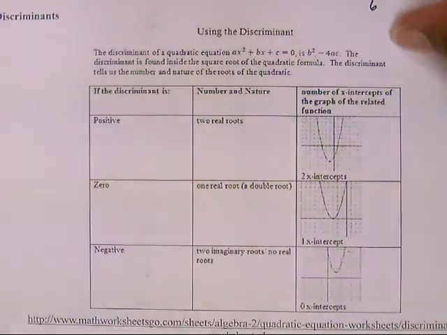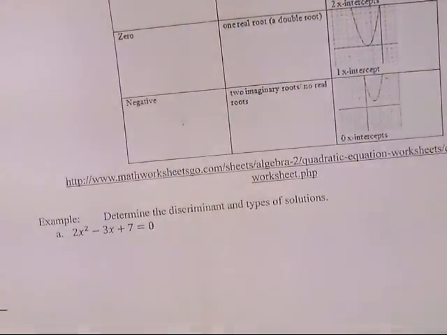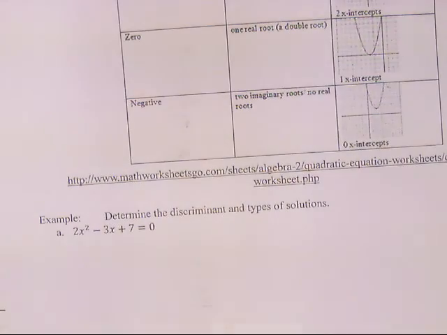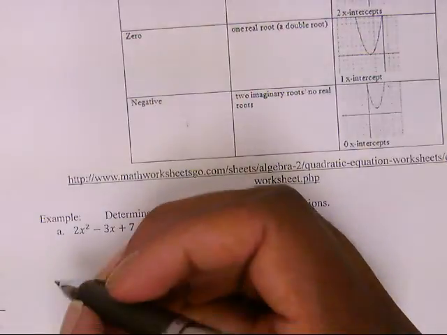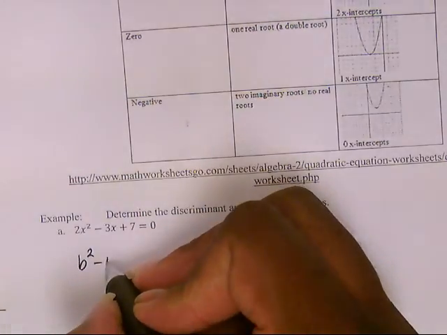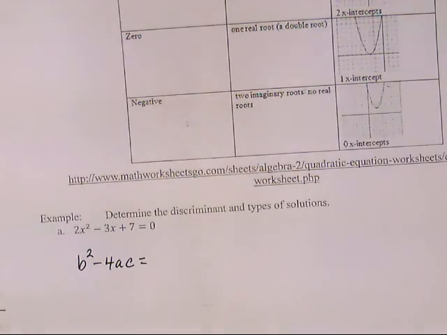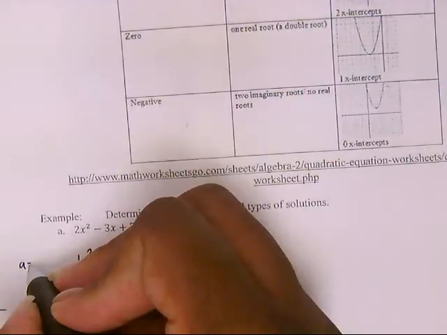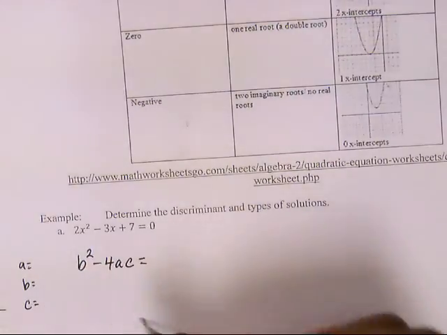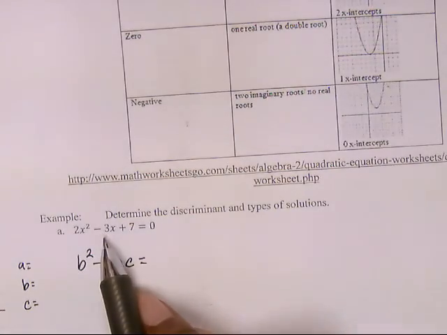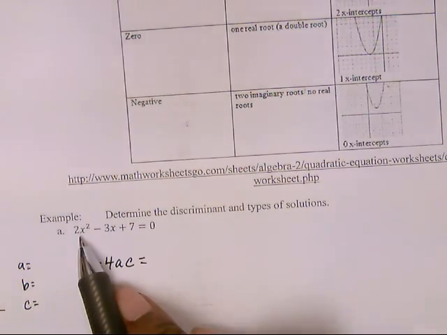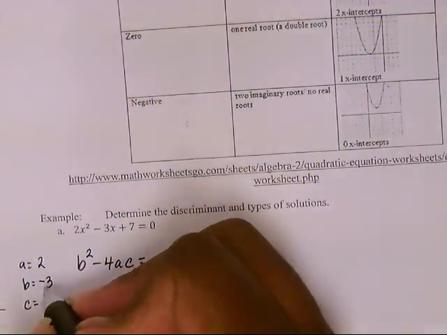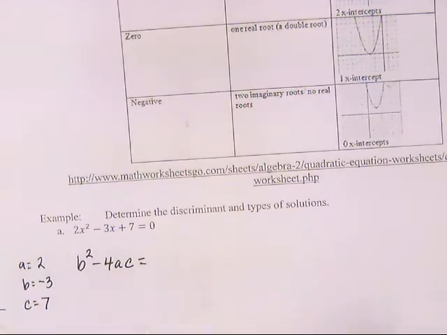So let's look at this example here. 2x squared minus 3x plus 7 equal to 0. So here we want to determine the discriminant and the type of solutions we're going to have. So this is where we use that b squared minus 4ac. But in this case, I need to identify what a, b, and c are going to be. It's in general form, so we can identify a, b, and c. The a is the coefficient of your x squared term, that's 2. The b is the coefficient of x, that's negative 3. The c is your constant, that's going to be 7.